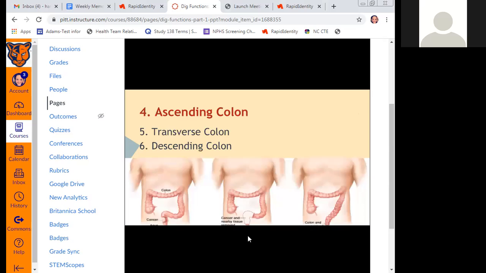So the ascending colon, just like what you see here. If you don't know the names and you don't know where they are, you need to write that down on your paper. The ascending colon is going to be going up the stairs. You're going to cross over to the other side of the floor and go back down the stairs, okay? That's what you see here: ascending, transverse, descending, okay?